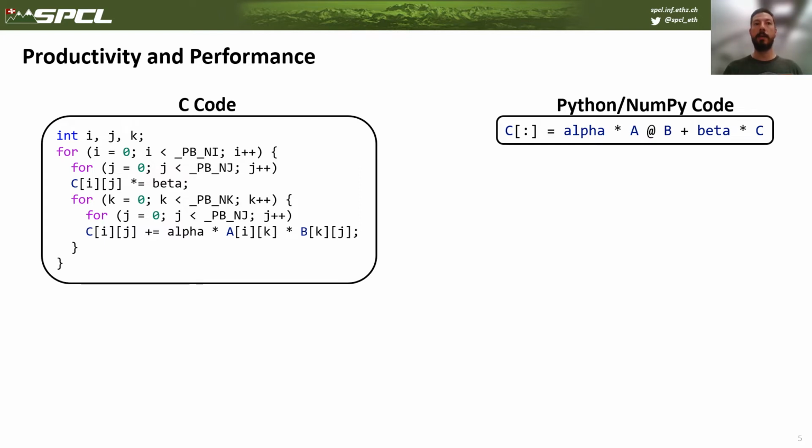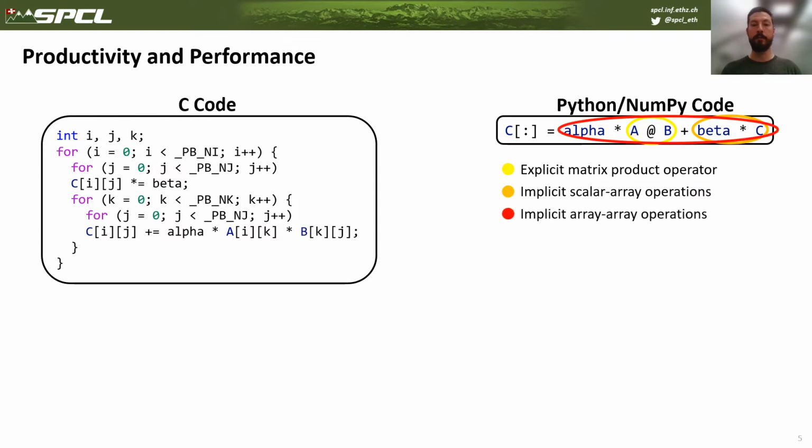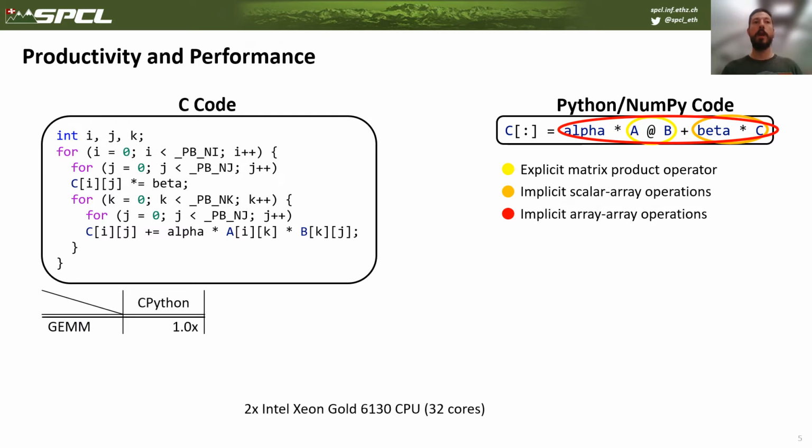We can already see that the Python code is much shorter, just a single line. This means that it's much easier to read, write, and understand its functionality. We can attribute this to the explicit matrix-matrix product operator, the @ symbol, but also to the implicit operations among arrays and scalar values. However, what does this mean for performance? To find out, we execute this code on an Intel Xeon CPU machine with 32 cores and compare the execution runtime of the reference CPython interpreter with frameworks that accelerate Python.